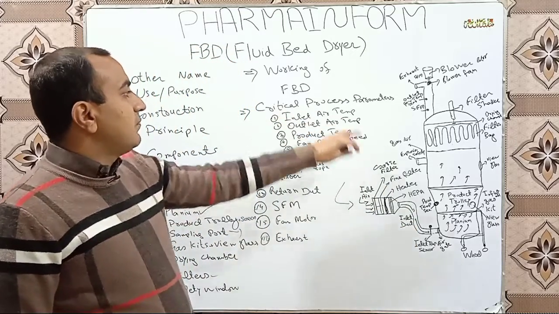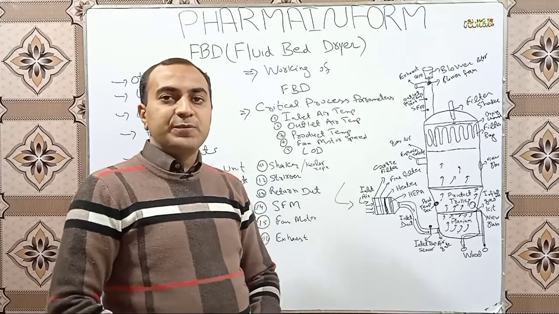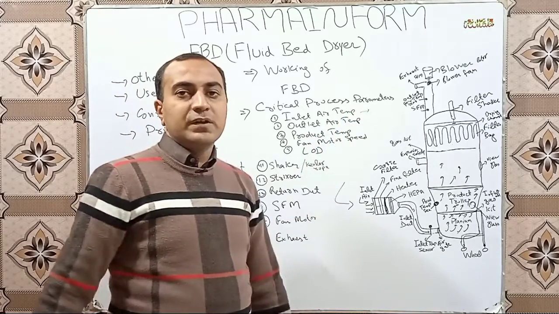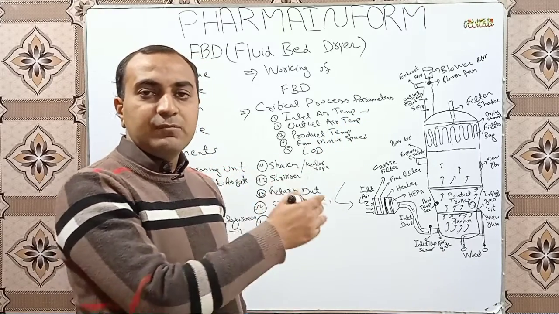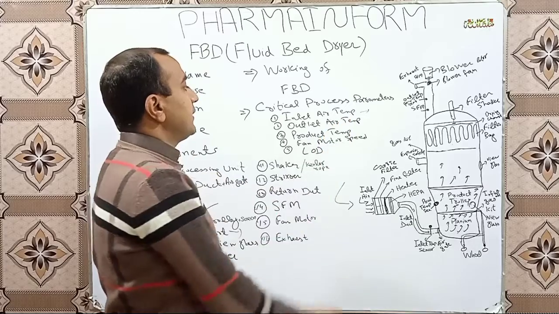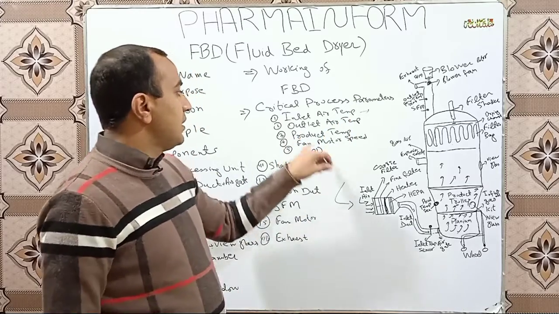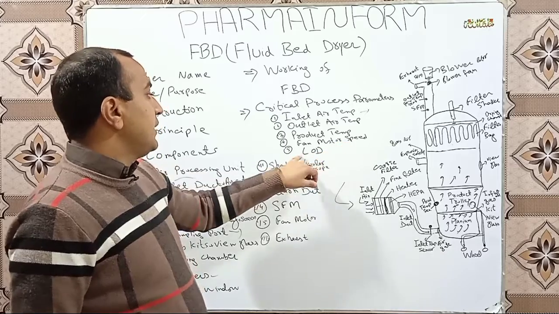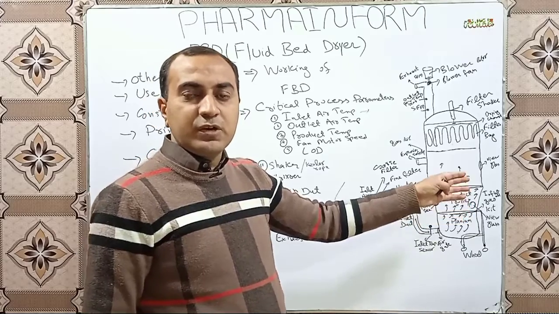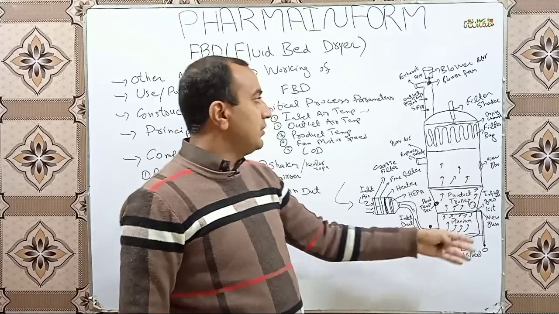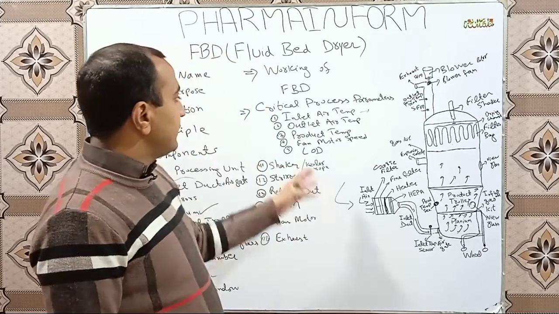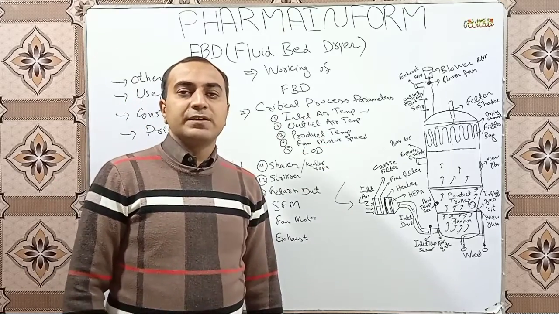Now the next one is, what are the critical process parameters of FBD? These are basically inlet air temperature. Simply, what are the parameters which are critically monitored during the FBD drying process? These are inlet air temperature, outlet air temperature, product temperature, fan motor speed, and LOD. Basically, the force or air pressure for fluidization can be increased or decreased by increasing or decreasing the speed of the blower. We will discuss these process parameters separately in the next video.